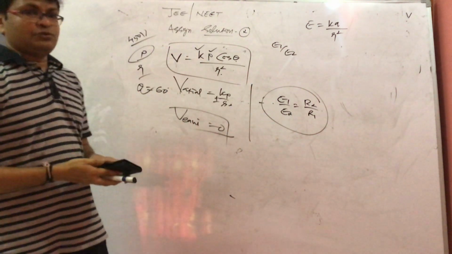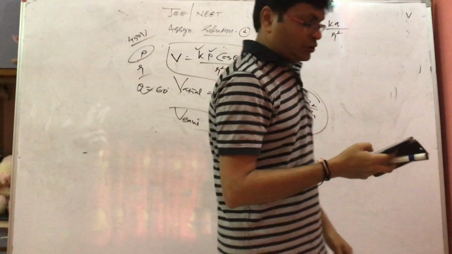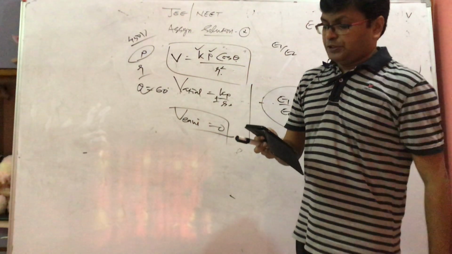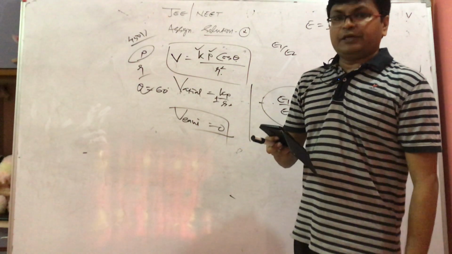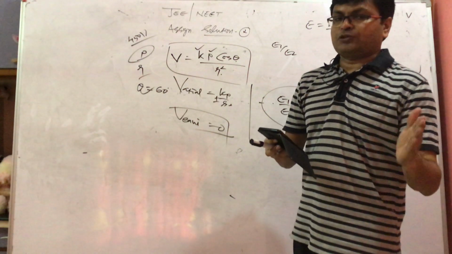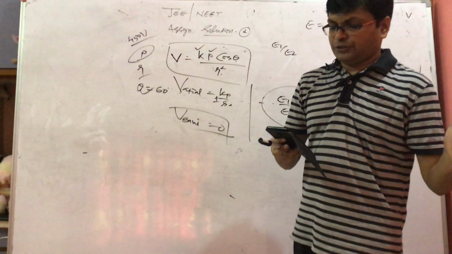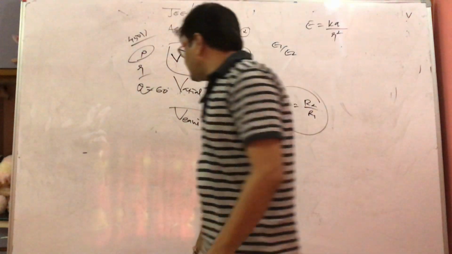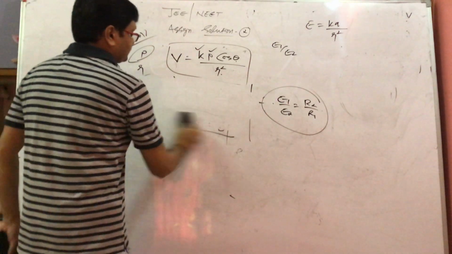Okay, so this is your question number 3. Now question number 4. On each vertex of a square of side equal to length A, 4 charges are set up: plus Q, plus Q, minus Q, minus Q. Then what is the potential at the center of the square? So very easy, no doubt.